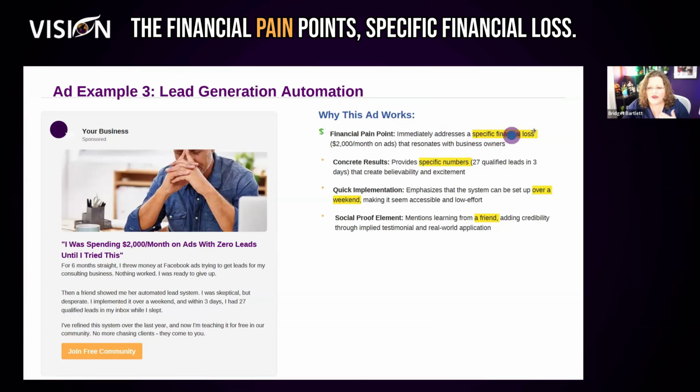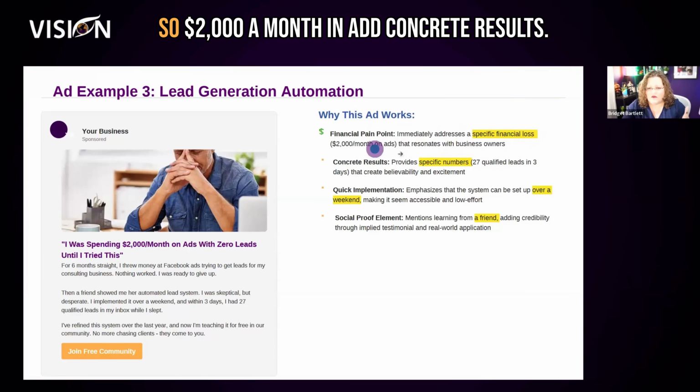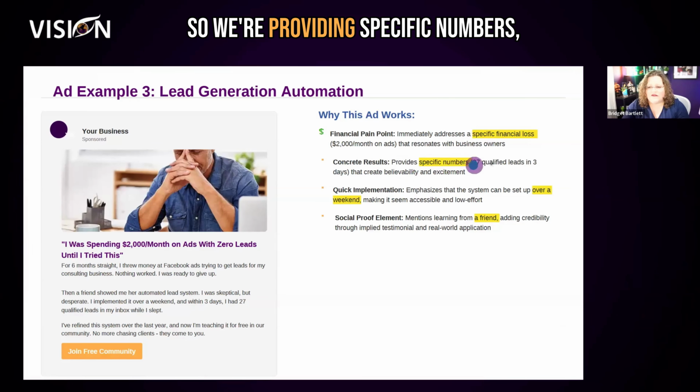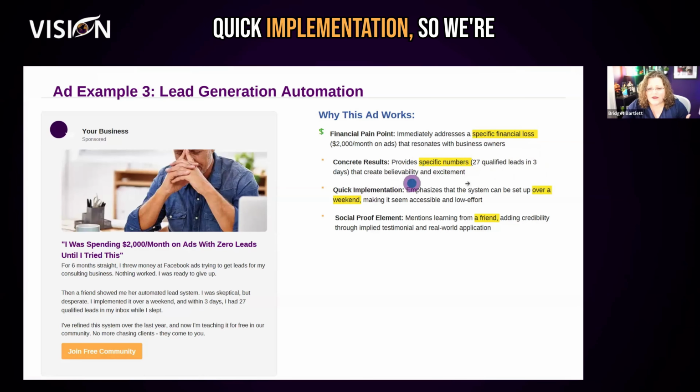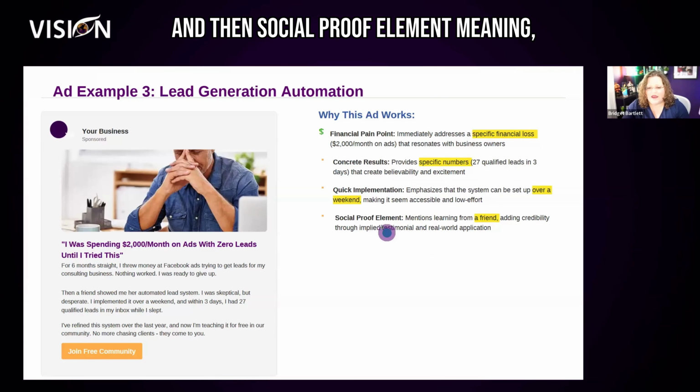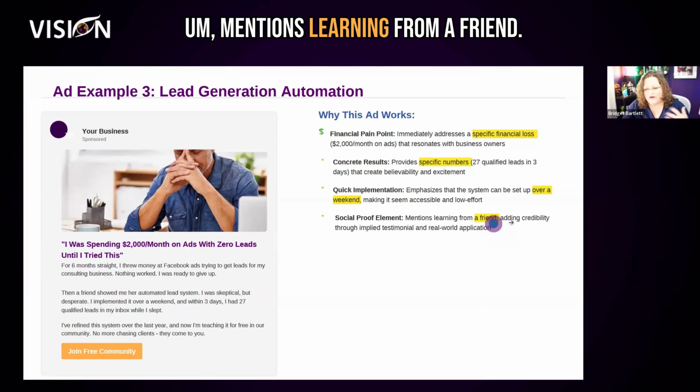So why does this work? The financial pain point, a specific financial loss: $2,000 a month in ads. Concrete results. We're providing specific numbers: 27 qualified leads in 3 days. Quick implementation, so we're saying over the weekend. And then the social proof element, meaning it mentions learning from a friend.